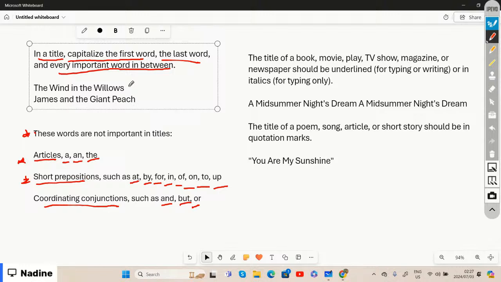All right. So that is basically titles, right? When we capitalize titles, within a title we need to capitalize the first word, we capitalize the last word, and we capitalize every important word in between. Words that you should not capitalize because they are not seen as important within a sentence are your articles, short prepositions, and coordinating conjunctions.